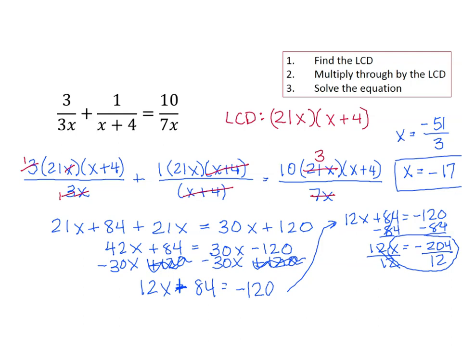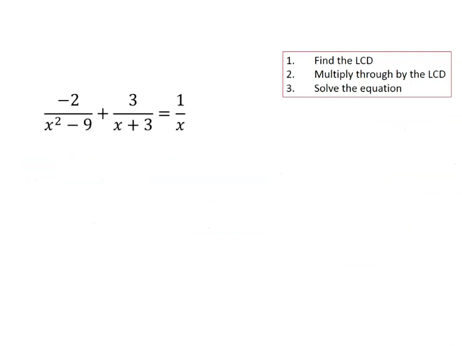All right, let's do another one. So first I need to figure out my LCD, and I'm going to do that by multiplying my denominators together. But there are two that have a common factor. So when I take x squared minus 9 and I factor it, I get x plus 3, x minus 3. So if I were to multiply all of my denominators together, I would have x plus 3, x minus 3 for the first denominator. And then I'd have another x plus 3, and then I'd have an x.